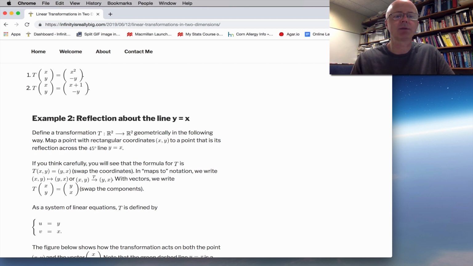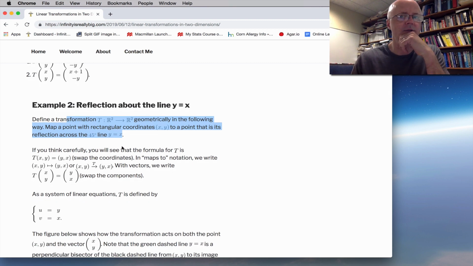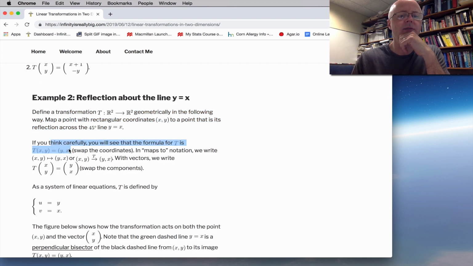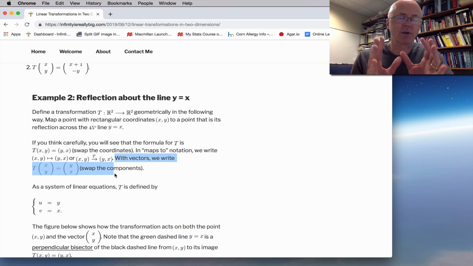The second example is a reflection about the line y equals x, the 45-degree line through the origin. It may be less clear what the formula should be. If you think carefully, I claim the formula is this: T of (x, y) equals (y, x). We're swapping the x and the y around. That's its formula, or in maps-to notation, you write it this way, or with vectors, you'd write it this way. These are all different ways of describing the same linear transformation.